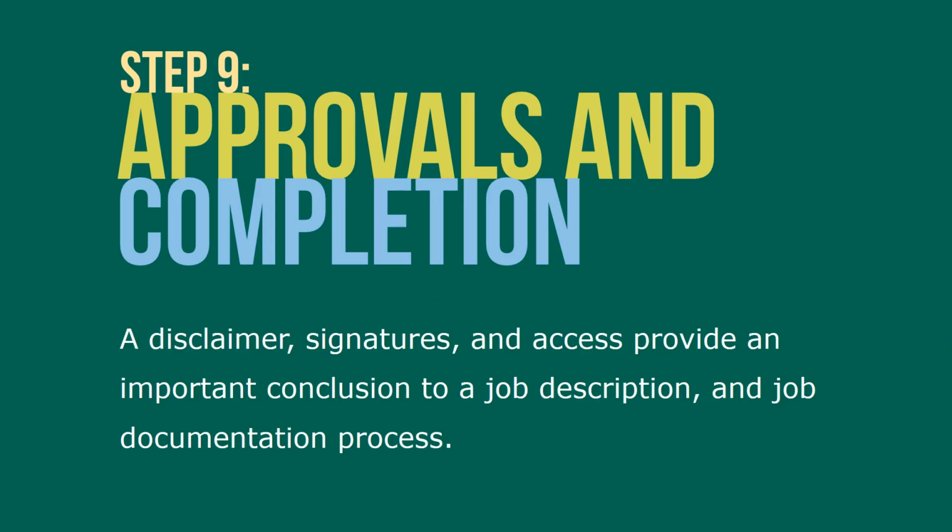And finally, Step 9, Approvals and Completion. The remaining section of the job description template provides for signature of the incumbent and supervisor of the job. This represents an important conclusion to the development of a job description, a validation of the content, and completion of the job documentation process, which includes 3 elements. A disclaimer. It's a good idea to add a statement that identifies the job description is not designed to cover or contain a comprehensive listing of the activities that are required of the employee. Signatures. Include the employee and supervisor to show that the job description has been reviewed and approved and the employee understands the requirements, essential functions, and duties of the position.